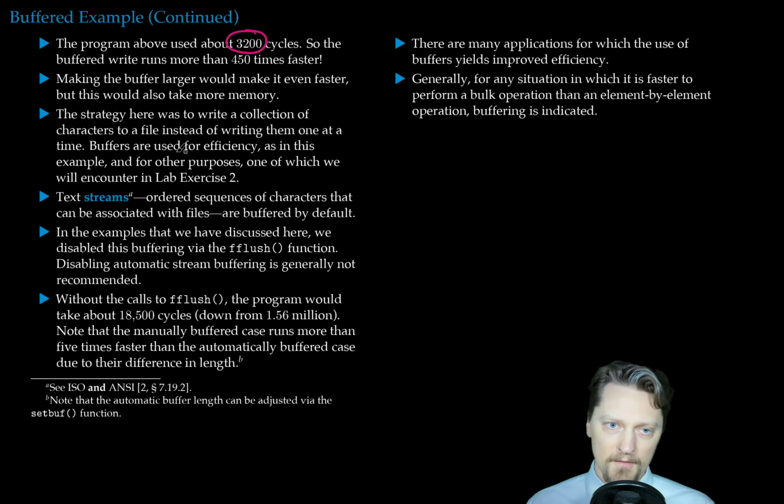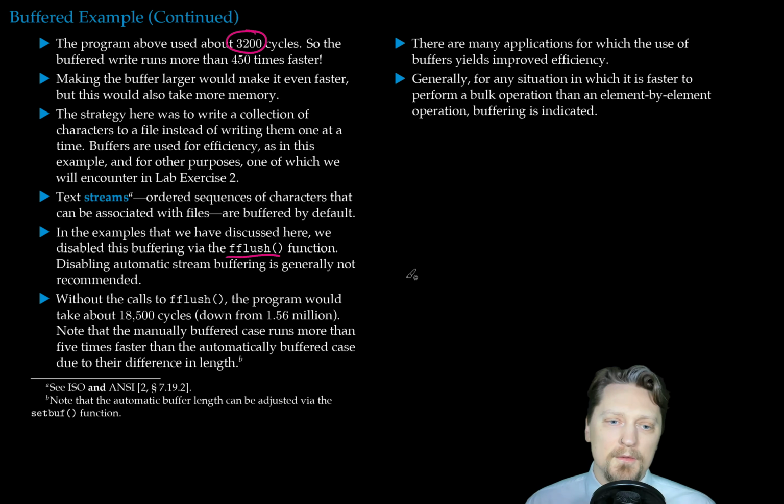Buffers are used for efficiency, as in this example, and for other purposes, one of which we will encounter in lab exercise 2. Text streams, ordered sequences of characters that can be associated with files, are buffered by default. In the examples that we have discussed here, we have disabled this buffering via the fflush function. The fflush function is disabling that automatic buffering. Disabling automatic stream buffering is generally not recommended. Usually we want to use the automatic stream buffer.